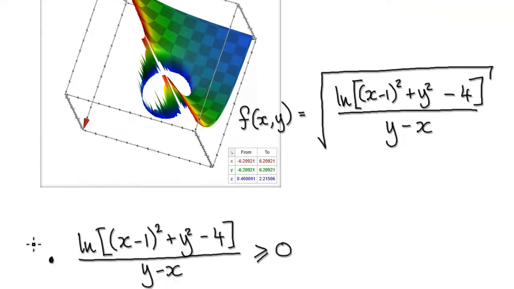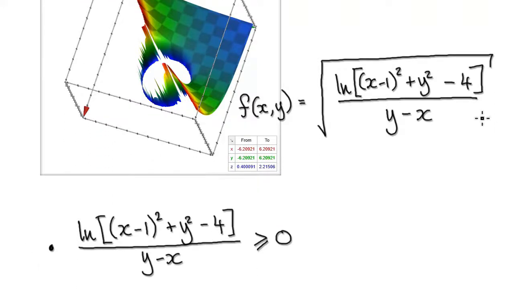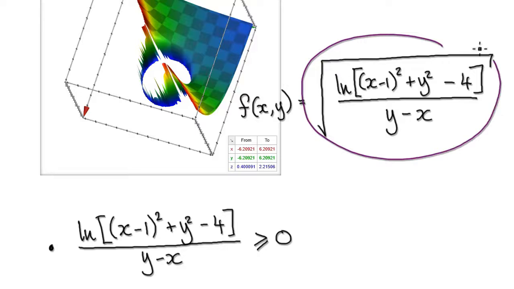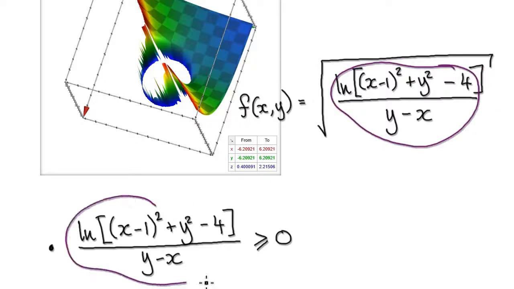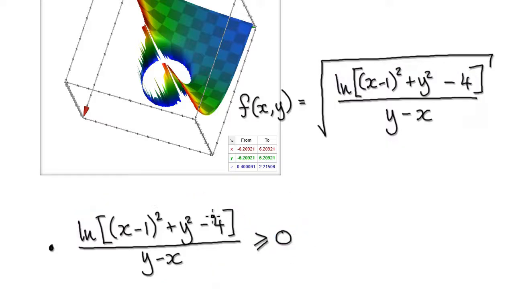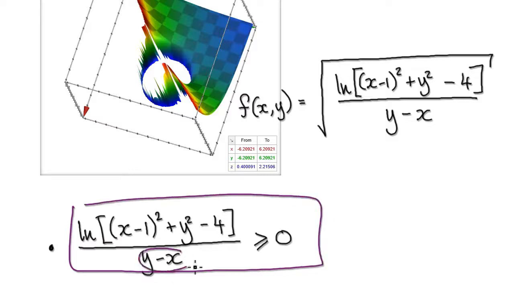Okay, so to do this, when you're trying to find the domain, try to look at the function and try and figure out when it will break down. Well, this thing will break down when it's less than 0. So we need to make the demand that this thing here be bigger or equal to 0. And then looking at this, this thing here breaks down when the denominator is 0.